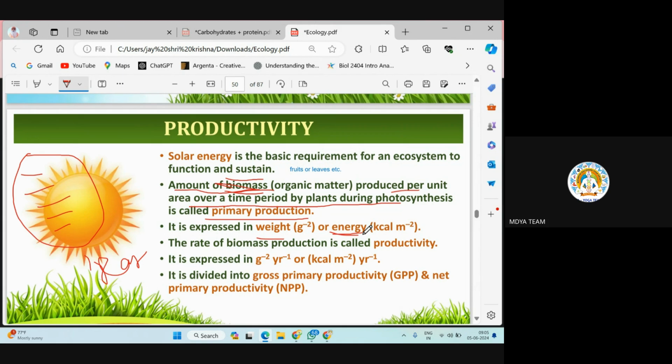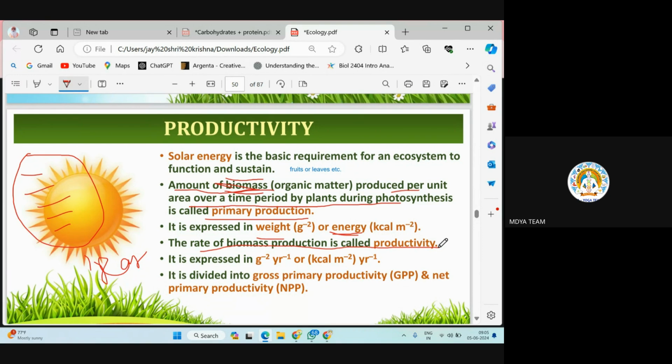Now, what is the rate of that biomass production? The biomass production process is known as primary production. For example, you have a factory and you are producing some paper there. The amount of paper you are producing in your factory will be your production. But with time, how much paper you are producing will be your productivity. So the rate of biomass production is called productivity.